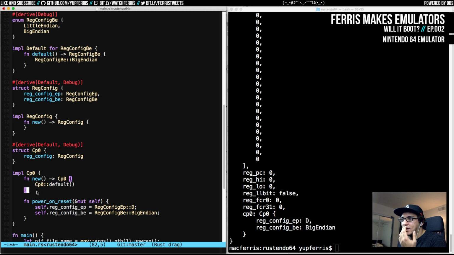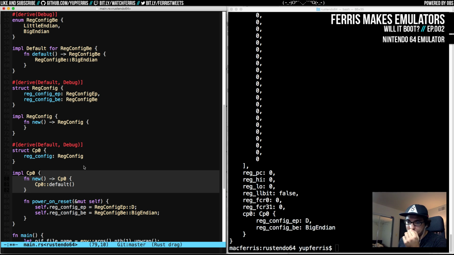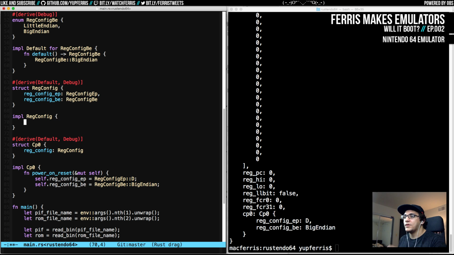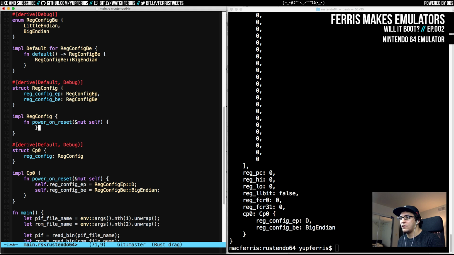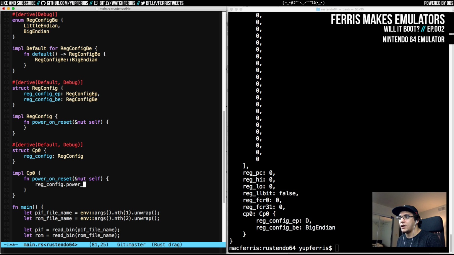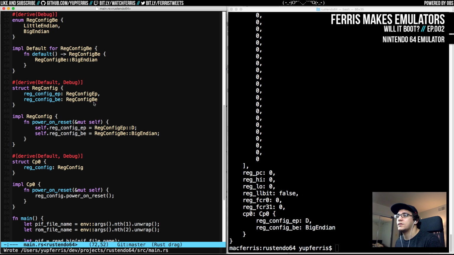Actually, I think I'm going to erase these new functions that just return the default, because I think the more common way to use these is just to call the default function. And consumers of this library won't be too confused by that, because they'll call new and they'll see it doesn't exist, but then they'll see it gets default, so it'll be okay. So I think we'll just do that. But we do want to implement power on reset on this. And actually, we'll copy this. And this becomes reg config.power on reset. And this becomes that. And happy times.